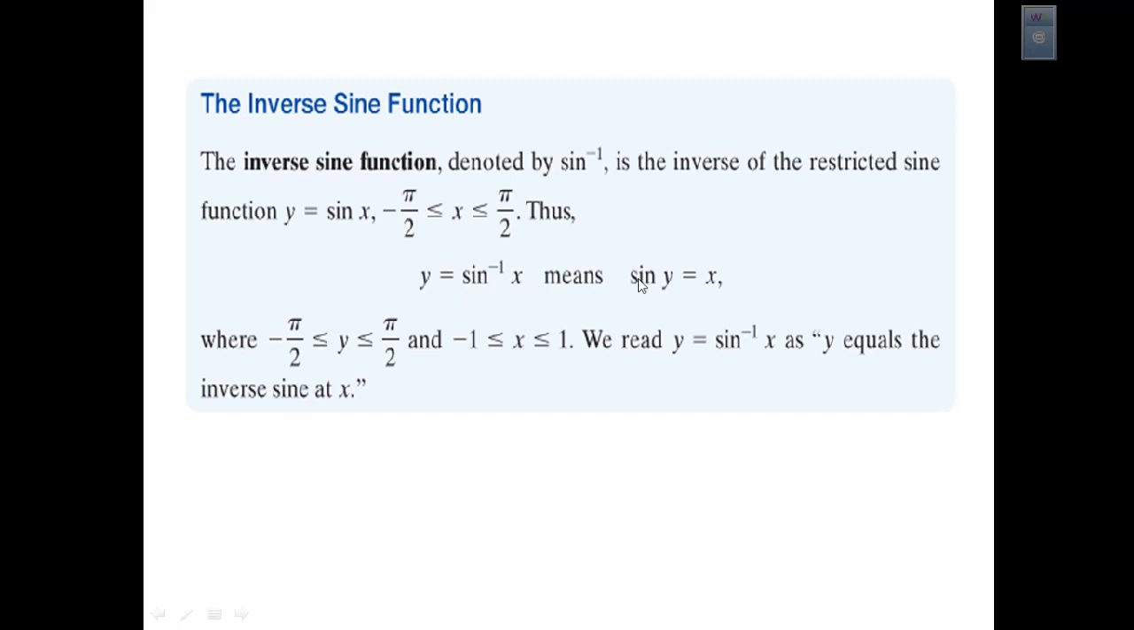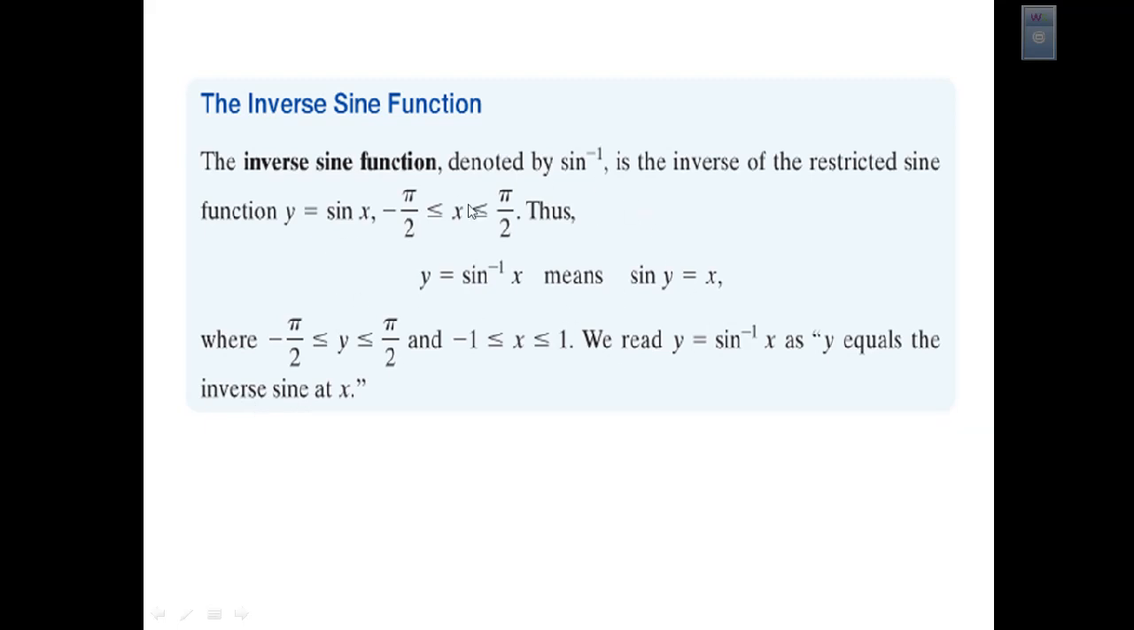It's actually showing the sine of whatever angle, whatever thing we're going to find would have equaled x to begin with, as long as that y value is between negative pi over 2 and pi over 2, and the x value is between negative 1 and 1. We read this thing as y equals the inverse sine of x.